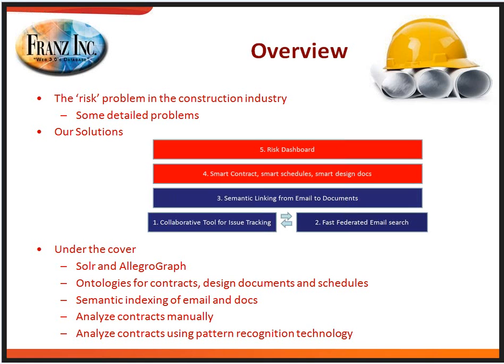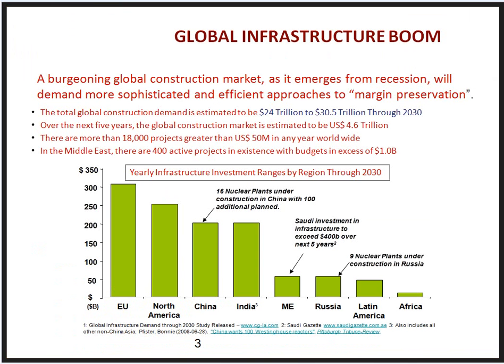And under the cover, we use technologies like Solr and AllegroGraph. We have new technologies to create ontologies out of contracts and design documents and schedules. We work with semantic indexing of emails and documents using ontologies and taxonomies. And I'll talk a little bit about how we analyze contracts manually or how we use pattern recognition technology. Okay, so this is the overview of my talk.